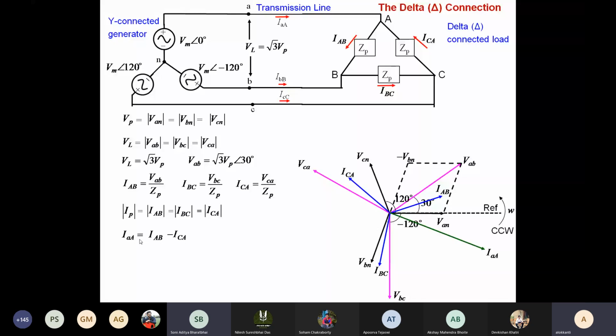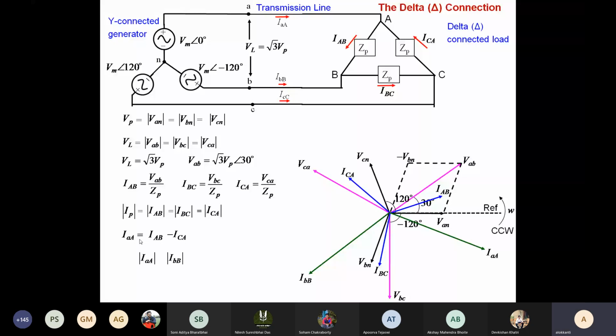Root 3 times I_AB. So this is the case now. In a delta connected load, the line current is actually root 3 times the phase current. In a delta connected load, the line current is root 3 times the phase current. So these I_A, I_B, and I_C, you can basically complete this.